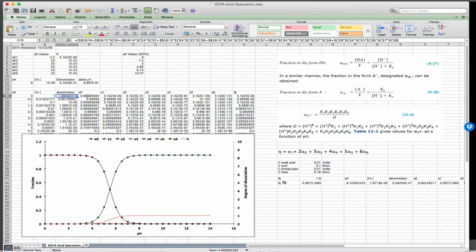Armed with this denominator, I can now calculate alpha 0. Again, I'm going to do it for a hexaprotic acid system. Alpha 0 is simply H plus to the 6th over the denominator. Alpha 1 is H plus to the 5th, K1 over the denominator. And skipping to the end, alpha 6 is K1, K2, K3, K4, K5, K6 over the denominator. And then finally, I have the degree of dissociation, which is alpha 0, alpha 1, alpha 2, alpha 3, alpha 4, alpha 5, alpha 6, scaled by the number of protons that are lost.